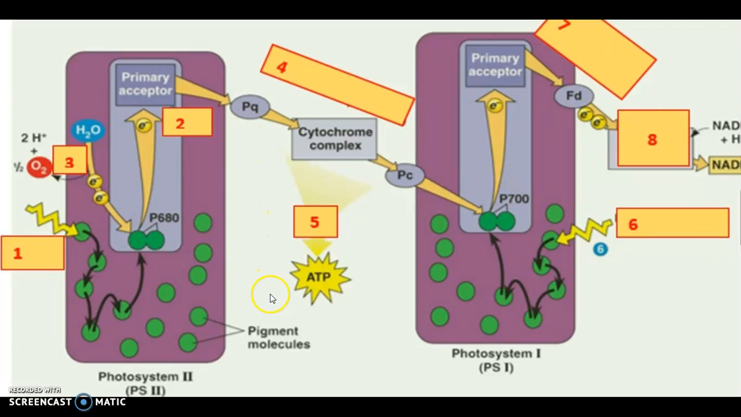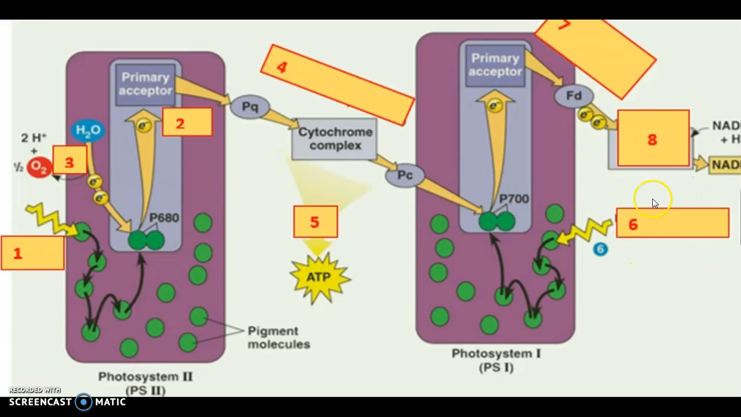This one's a little obscure, number 5. But you can see here this ATP actually represents photophosphorylation, where we've taken advantage of that proton gradient and we're able to use that potential energy to phosphorylate ADP to ATP.